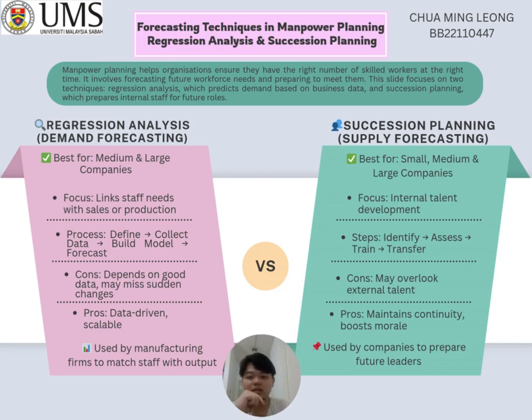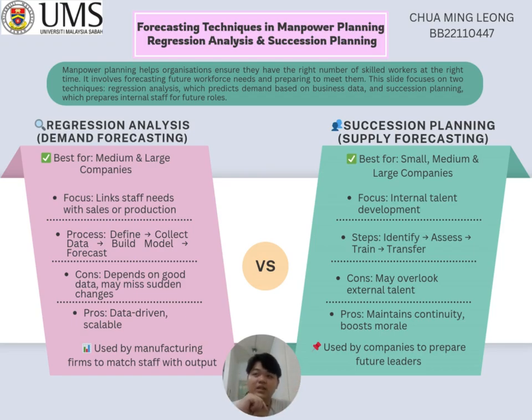This regression analysis technique is focused on past business data like sales or production to predict how many workers are needed. This method is best for medium to large companies because they usually have more data, or bigger data, especially historical data. As an example, if sales increase, regression can help to predict how many more staff are needed to meet the demand.